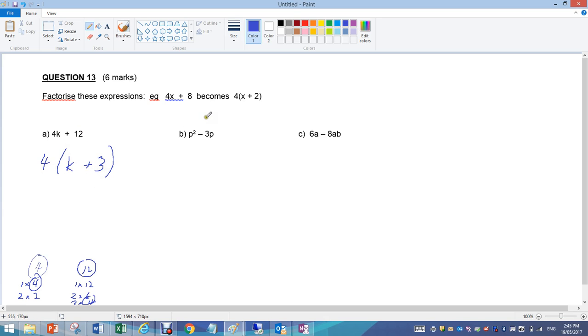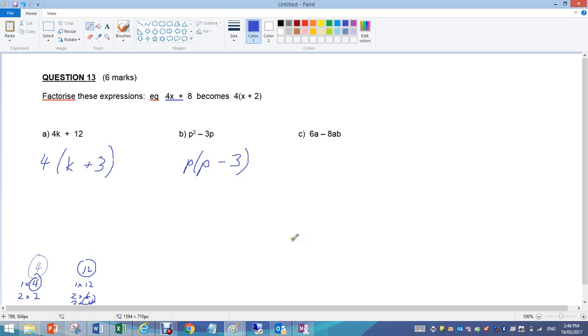That one's done. Next, what's common for these? It's not a number common this time, it's a letter. So p is common to both of them. There's a p there and a p there. So then open your brackets. P times something gives p squared. So that's p. P times p is p squared. Then p times something gives 3p. So that's going to be 3. P times 3 is 3p. We've got to make sure it's minus there.